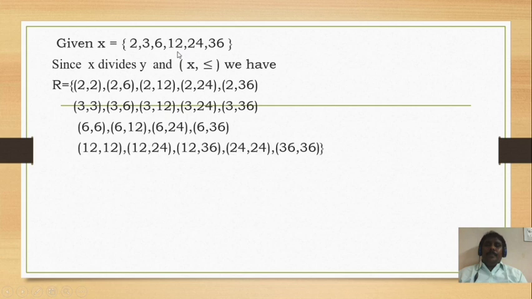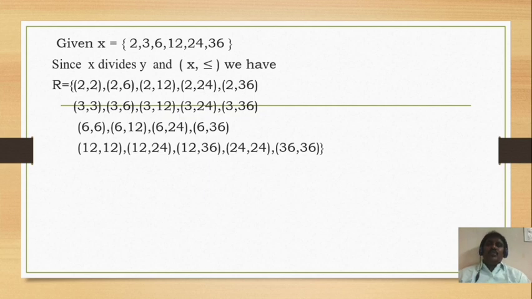Next 12. 12 divides 12. 12 divides 24, since 12 twos are 24. 12 divides 36, since 12 threes are 36. Next 24. 24 is divided by 24, and we get remainder 0. That is the only case. If we take 24 and 36, we will not get remainder 0.